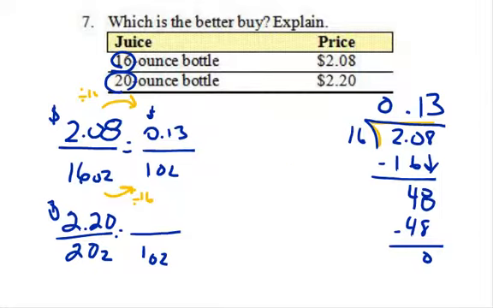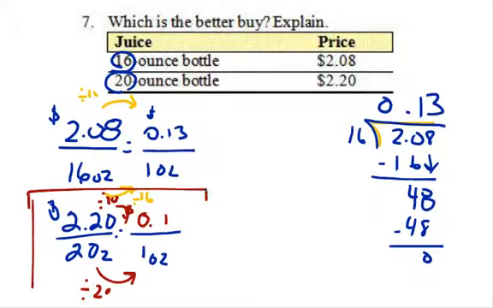Alright, so the 16-ounce bottle costs 13 cents an ounce, and the 20-ounce bottle, well, I can see right there I have 220 divided by 20. I don't need to do the division on paper. I can do it in my head. If you need to do it on paper, go right ahead. So I'm going to divide top and bottom by 20. And 20 goes into 22 once, and then 20 goes into 20 once. So 11 cents for 1 ounce. So the 20-ounce juice is the better buy because it's less per ounce.